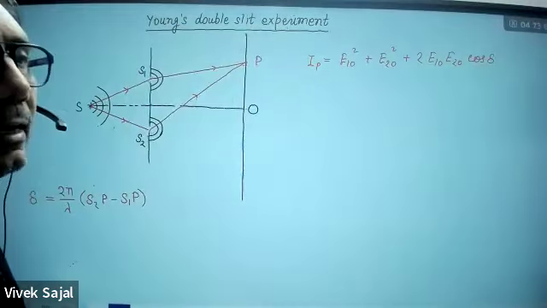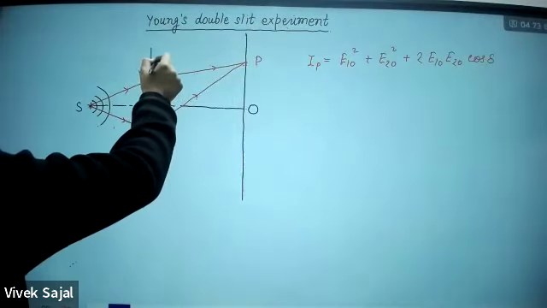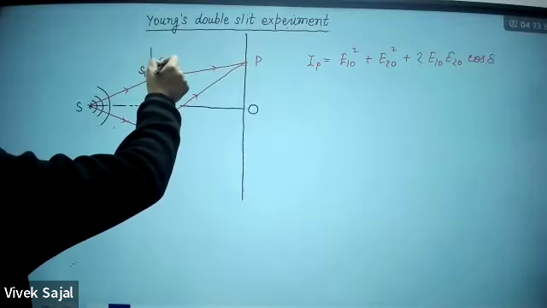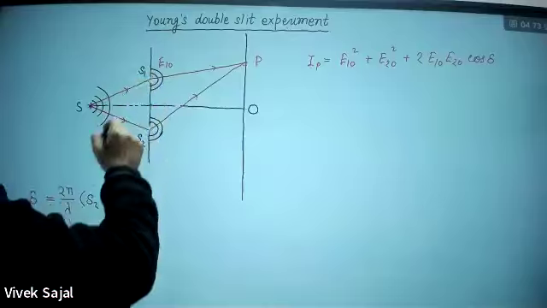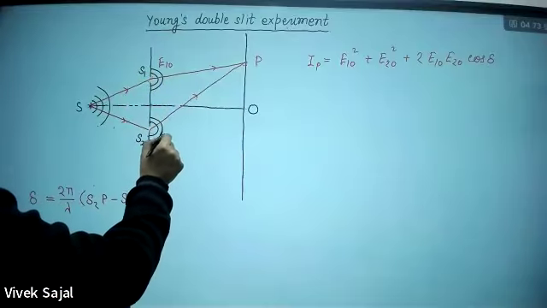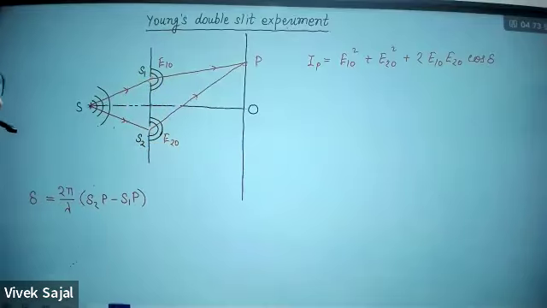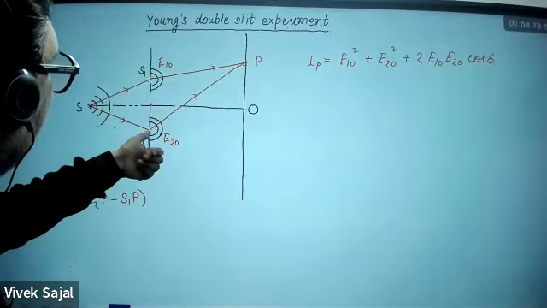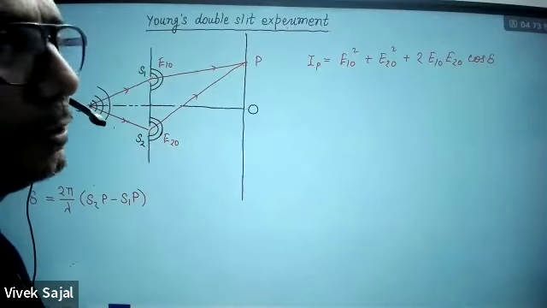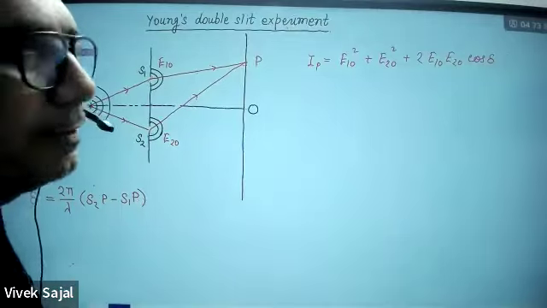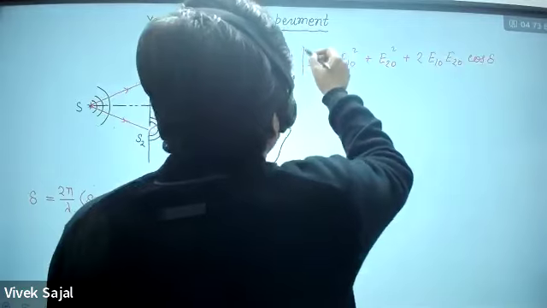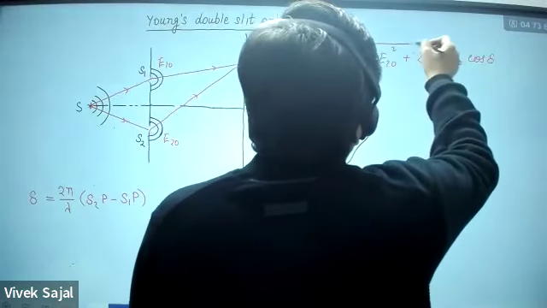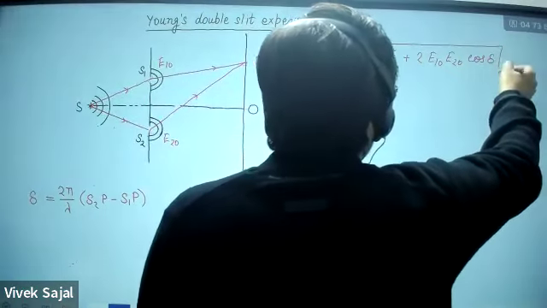And what is E10 and E20? That is the amplitude here. E10 is the amplitude of the light waves emerging from S1, and E20 is the amplitude of the light waves which are emerging from S2. So they are amplitudes respectively. Now, this is the expression of intensity at any arbitrary point on the screen.